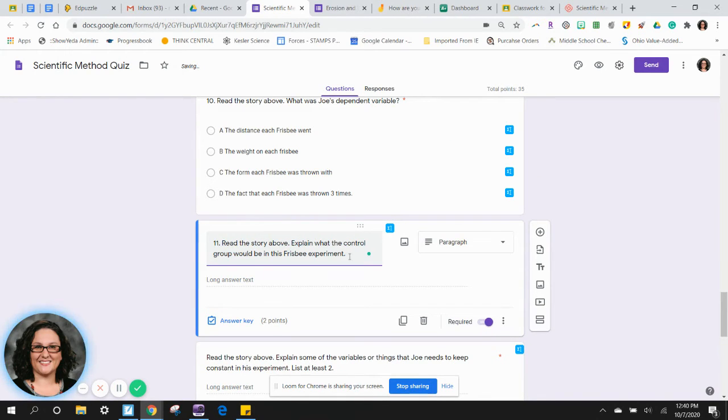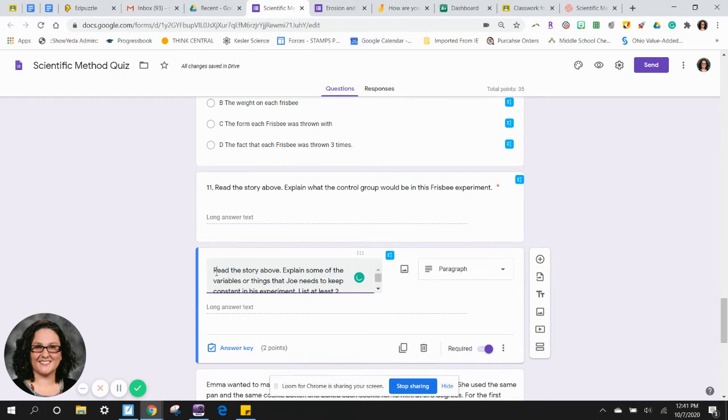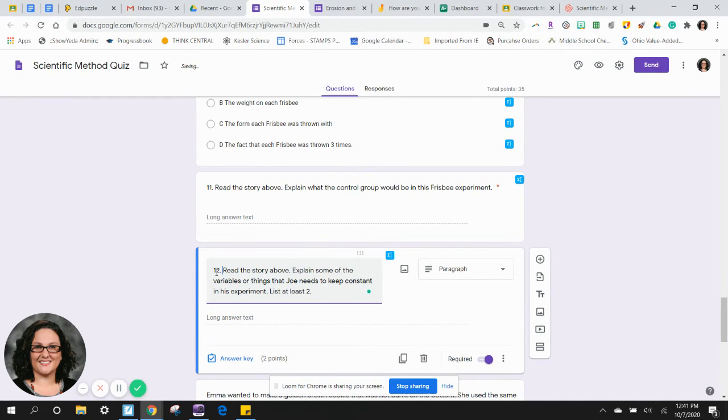Based upon Joe's frisbee experiment, explain what the control group would be in the frisbee experiment. Describe or explain the control group. In the frisbee experiment, number 12, explain some of the variables or things that Joe and his classmates need to keep constant in the experiment. List at least 2.